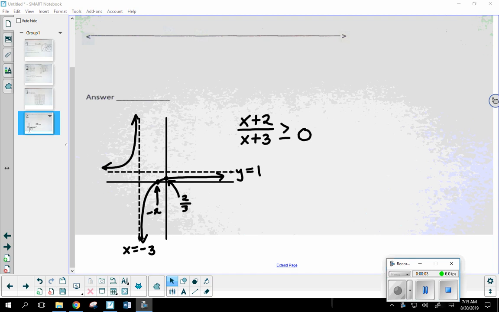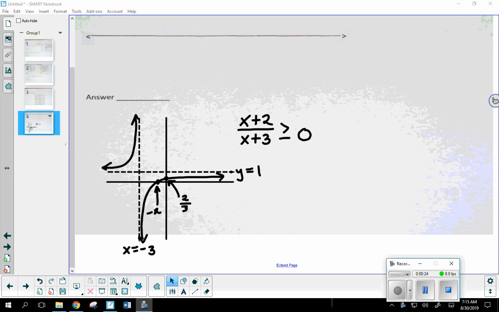Hello, thank you for taking the time to look at the bonus question on the first exam of the 6 weeks. This question is a rational inequality and it's solved using what's known as a sign chart. Now we're going to talk about this in a lot more detail in a couple of weeks, but I wanted to go ahead and give you an idea.